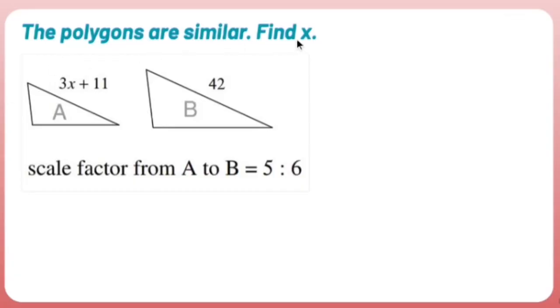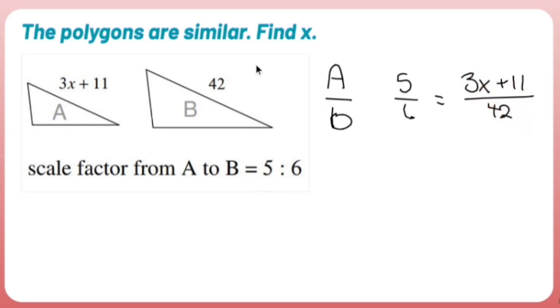The polygons are similar, find x. Now, I'm not given a ton of information, except for the fact that the scale factor from A to B is 5 to 6. So I'm going to compare A to B, which I know is 5 to 6. On A, I have 3x plus 11, so I'm going to match that up with 3x plus 11, and on B, I have 42. So this is no different than a regular old find the missing side of these two similar triangles if we were given information. In fact, if I wanted to, I could have made it 6 and 5, and the problem would end up being the same anyway.